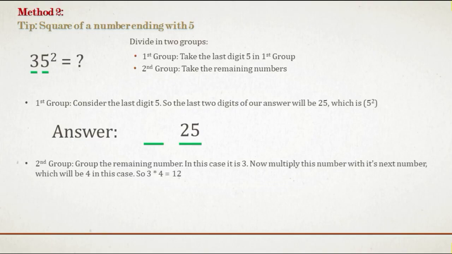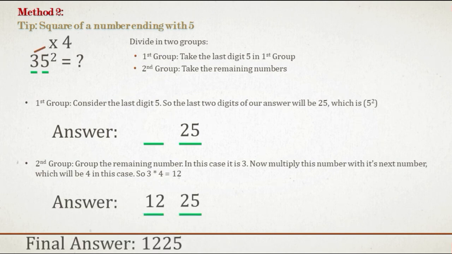Now for the second part, for the second group, we are going to group the remaining numbers. Now in this particular case, we have only the number 3. So what we are going to do is multiply 3 by its next number. So in this case, it will be 3 multiplied by 4, which is 12. Okay, so our answer is 12 and 25. So 1225.